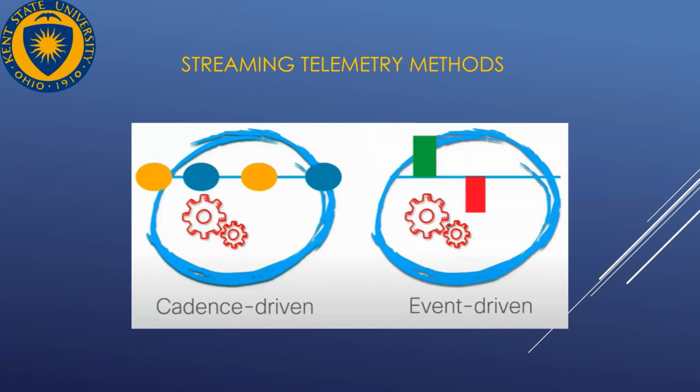So there are two different types of streaming telemetry methods. You have cadence-driven and you have event-driven. Cadence-driven would be something that's more tied to a time interval. So say you wanted to know the CPU utilization of a server or a network firewall switch, and you wanted to know that every 30 seconds. That would be how you define this subscription, and then that network device would send that data on that time interval.